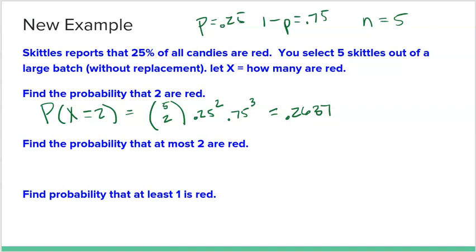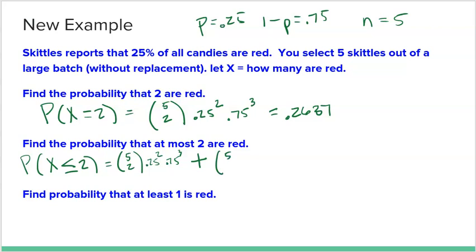All right, what is the probability that there are at most 2 red? The probability at most 2 red means that I'm looking for less than or equal to 2 red. So this would be 5 choose 2 that are red, 0.25 squared times 0.75 to the third, or 5 choose 1 that's red, 0.25 to the first, 0.75 to the fourth, or choose 0 that are red, 0.25 to the 0, 0.75 to the fifth.